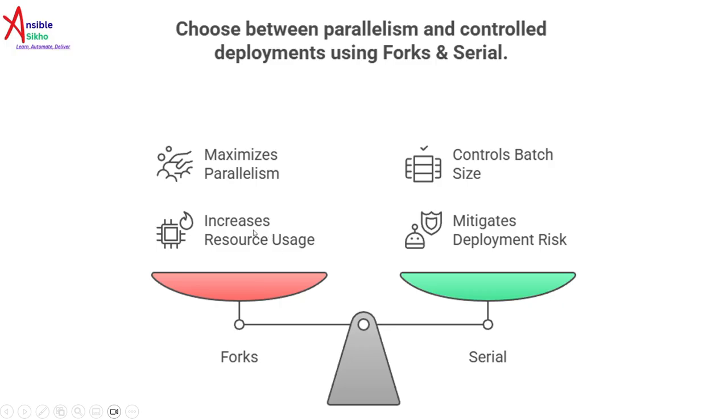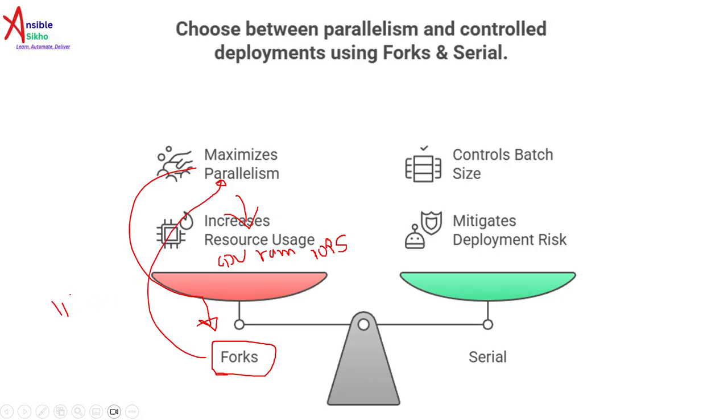Here we will see how to choose between parallelism and controlled deployment using forks and serial. Forks use maximum parallelism, which increases resource usage like CPU, RAM, and IOPS, because its main target is to achieve parallelism: run multiple tasks at the same time, concurrently. Just run it.